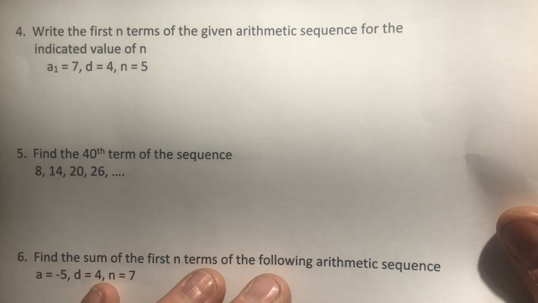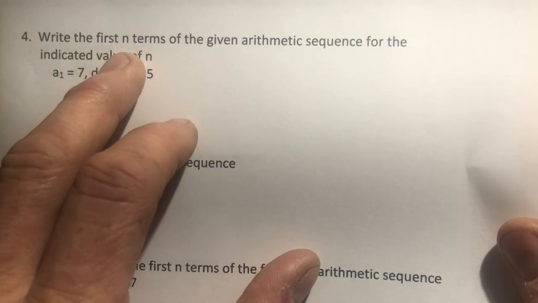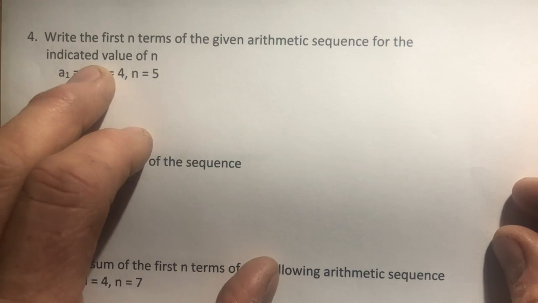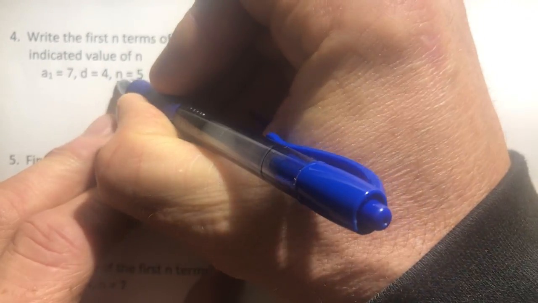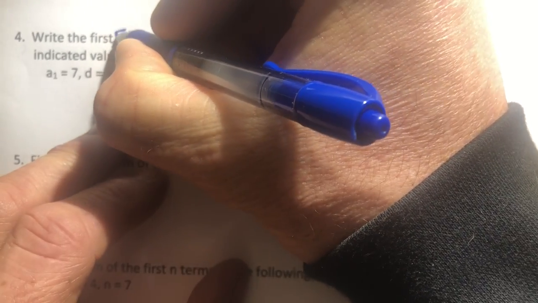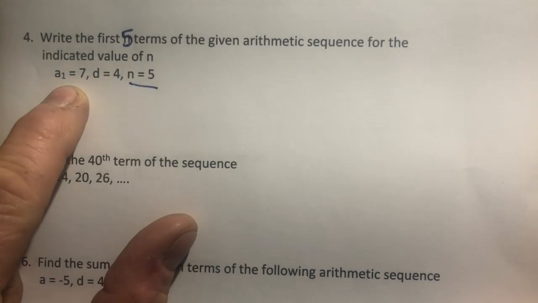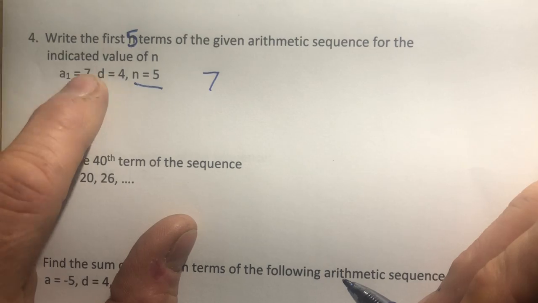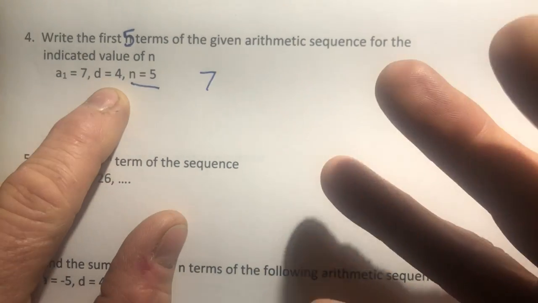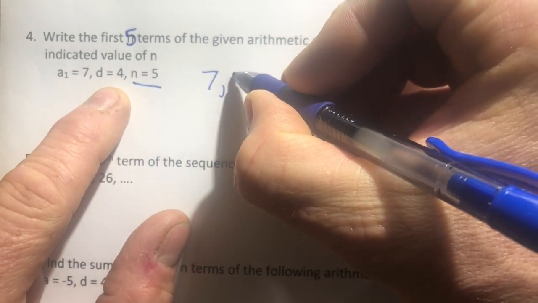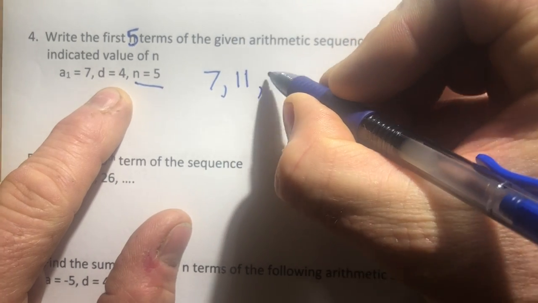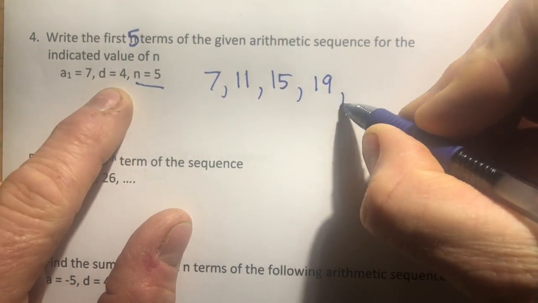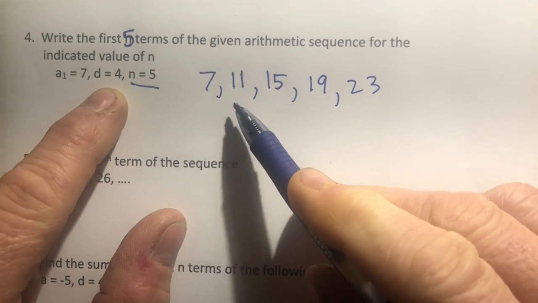Okay. Number 4, write the first n terms of the given arithmetic sequence for the indicated value of n. It says n is 5, so it wants the first 5 terms. Okay, well, here's the first term right there, 7. See, a sub 1, that's the first term. And then D is 4, which means it's going to go up 4 each time. So if I add 4 to 7, I get 11. If I add 4 to 11, I get 15. If I add 4 to 15, I get 19. Add 4 there, I get 23. And there's my first 5 terms.